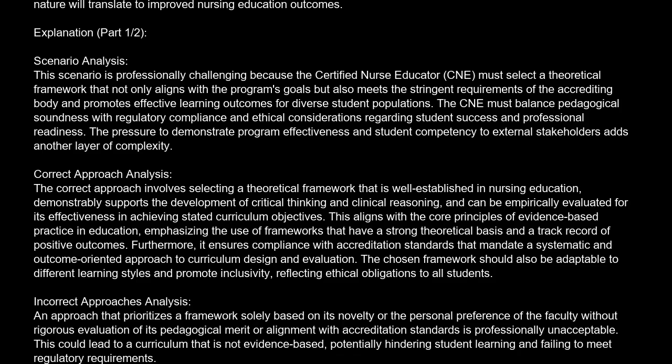The correct answer is B. Selecting a framework that has been recently published and is popular in other disciplines, assuming its innovative nature will translate to improved nursing education outcomes.